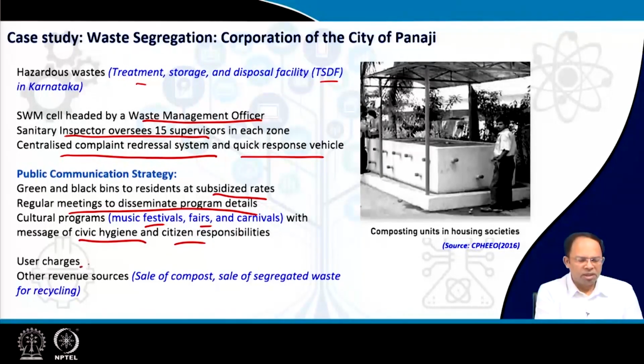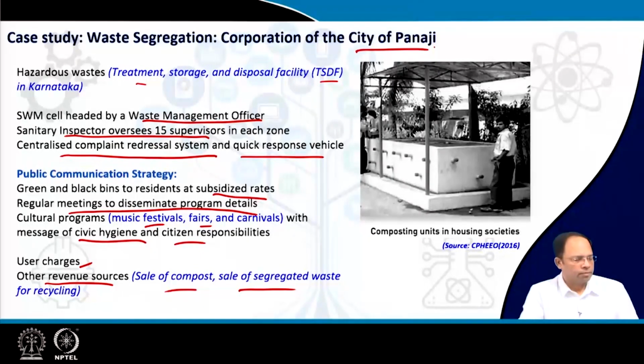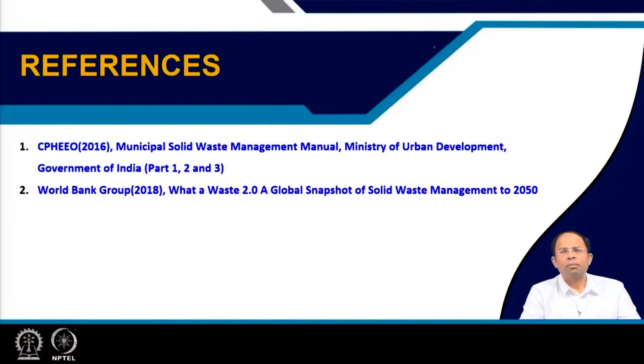And finally, user charges were also collected for all these activities. Other revenue sources that the municipality generated were from sale of compost, sale of segregated waste for recycling and so on. So this is a very nice case study where a successful waste minimization and segregation program was taken up by the city of Panaji. These are some of the references you can study.